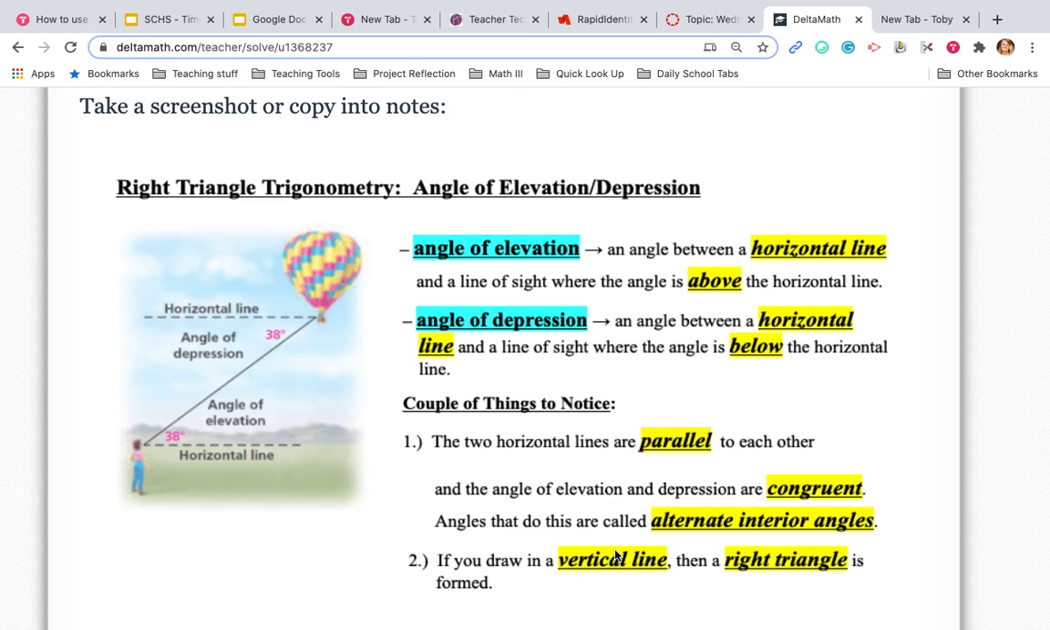And then it says if you draw in a vertical line, then a right triangle is formed. So think about it. If I were to draw a vertical line, remember vertical goes up and down, from this hot air balloon down to the ground, it would be perpendicular to the ground, therefore form a right angle down here. So that's really what we're going to be doing. Same up here. I could draw a vertical line from right here down to this person, and it would form a right triangle as well. So therefore, we're going to be allowed to use our right triangle trig, SOHCAHTOA, to help us solve these problems. All right. So I'm going to go ahead and back out of that. If you're not through copying, just hit the space bar to pause your video.